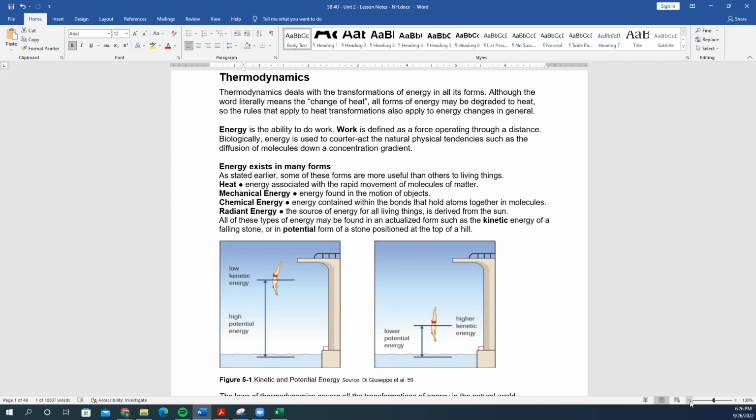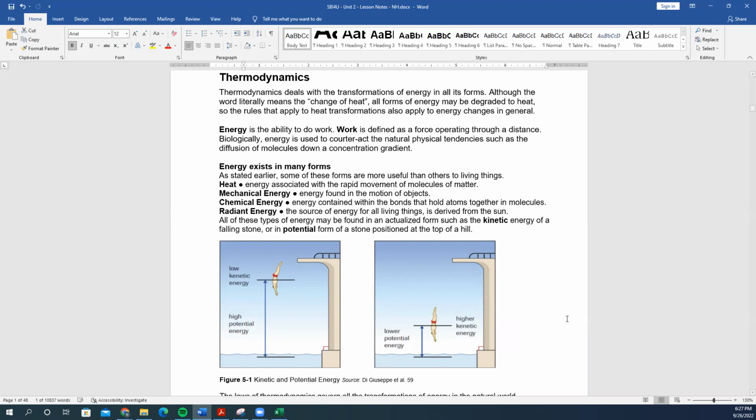Ultimately, all of these types of energy can be found in a form such as kinetic energy, for example in a falling stone, or in a potential form of energy. If you have a stone or a ball falling from a height, as it's falling, it has kinetic energy. Or if it's positioned on top of a hill, or on top of a table, at that point what it has is potential energy, and that refers to stored energy.